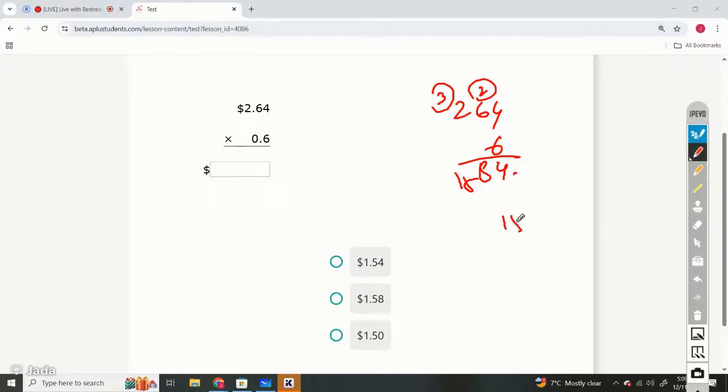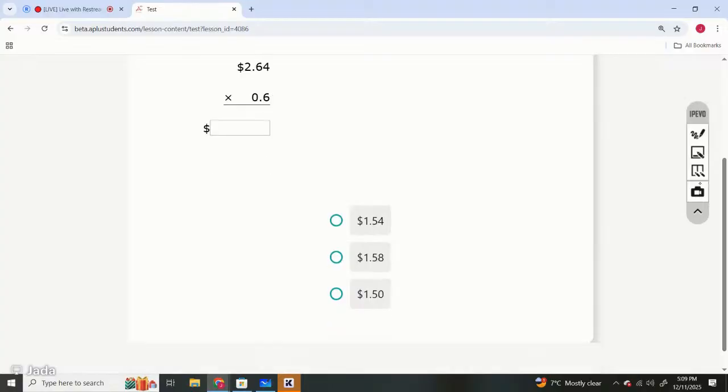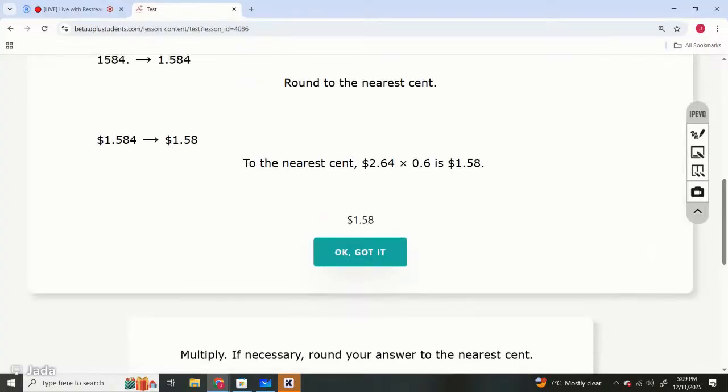You have to move from here to here. That is 1.584. Option number 2 is the correct option. Got it? That is 1.58.